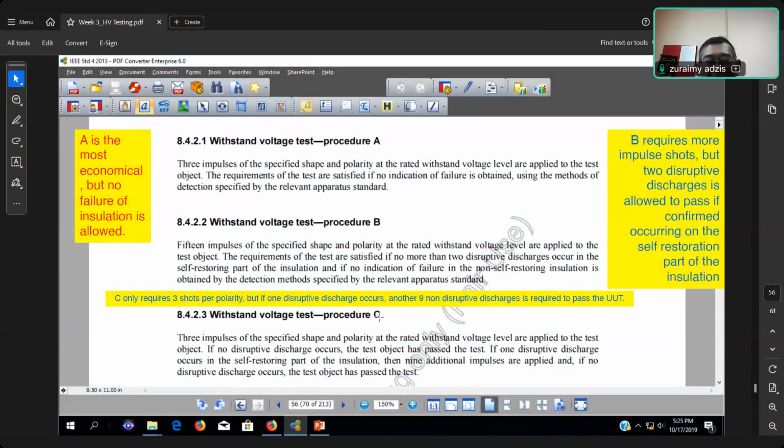Here, 3 shots per polarity for procedure C. If it fails, then another 9 shots. If it doesn't fail, it passes. Procedure B, 15 impulses per polarity. 2 failures is still a pass. For A, you inject the voltage that has been set by the customer or by the manufacturer of the UUT and make sure it doesn't fail. That's it, between A, B, C, and D.